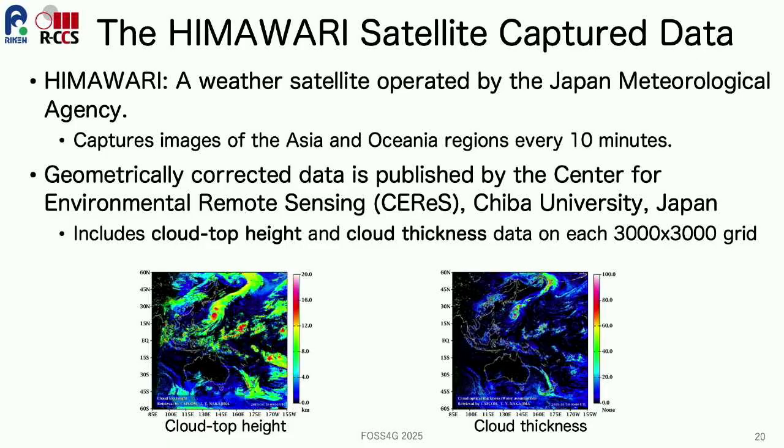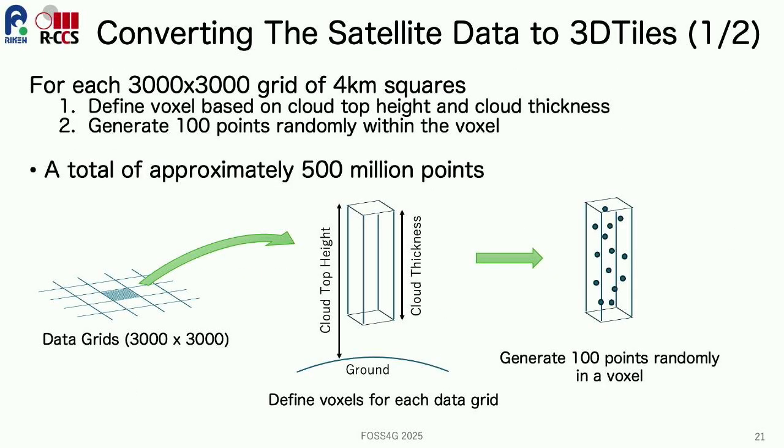As I mentioned earlier, Himawari is a satellite operated by the Japanese government, and it captures images of the Asia and Oceania region every 10 minutes. The geometrically corrected data is published by Chiba University, Japan, and it includes cloud top height data and cloud thickness data on each 3000 by 3000 grid. And we convert these grid data to 3D tiles.